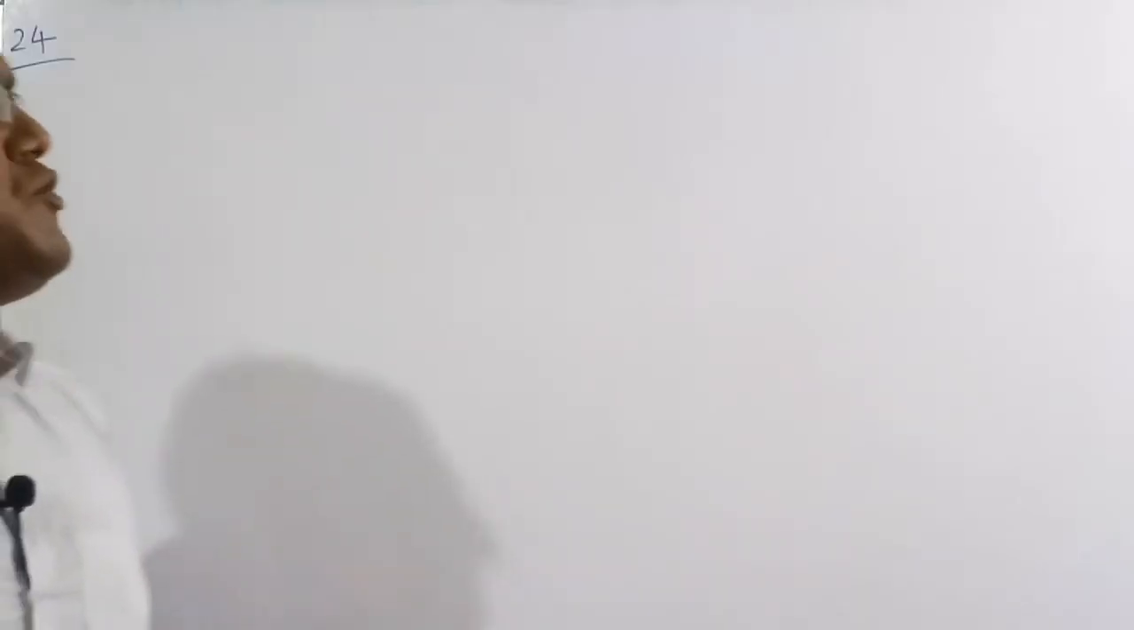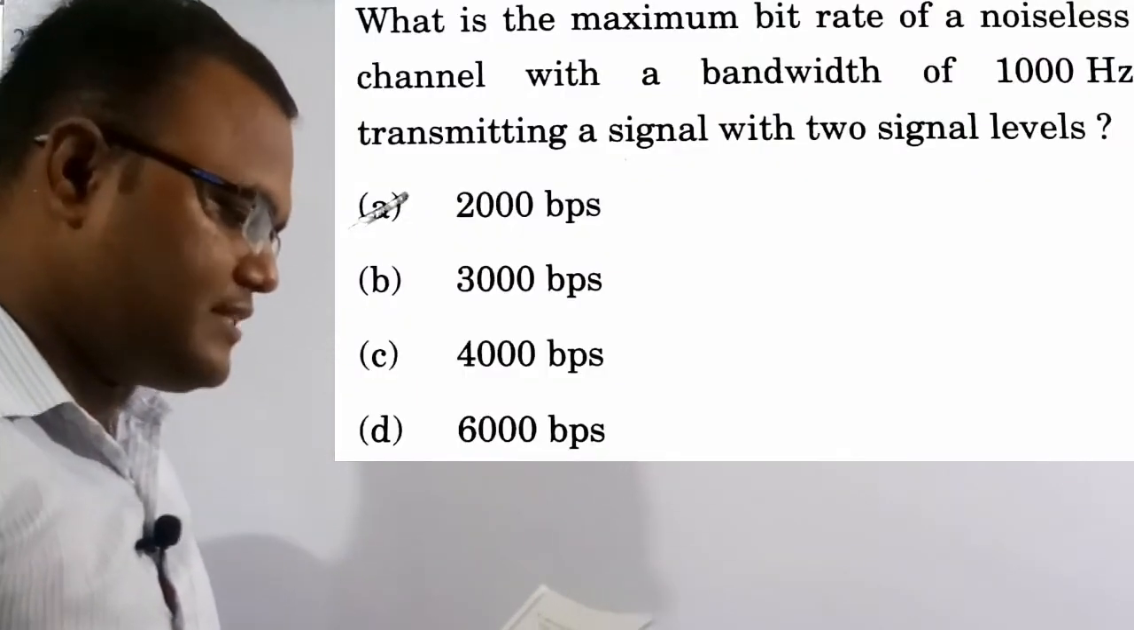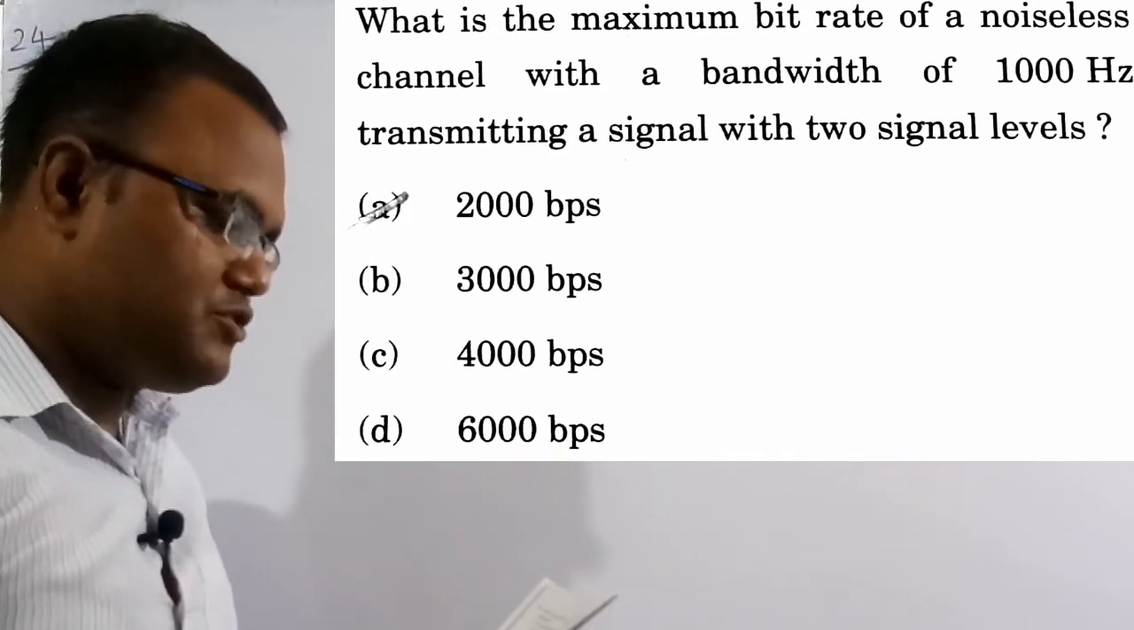So now we are going to solve the 24th question. See the question here. What is the maximum bitrate of a noiseless channel with a bandwidth of 1000 Hz transmitting a signal with 2 signal levels?